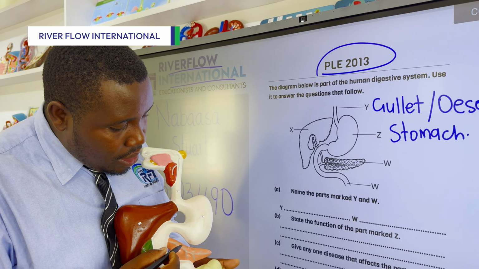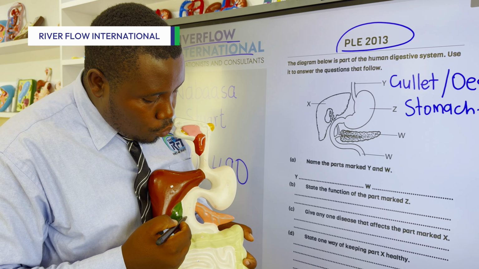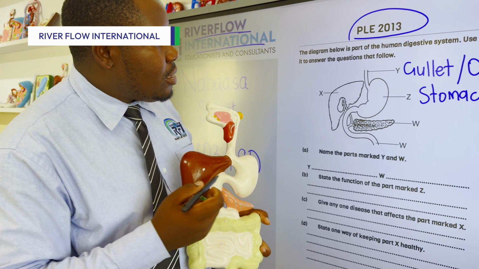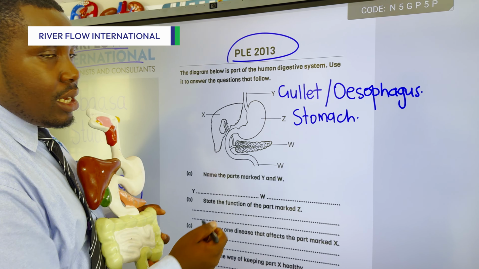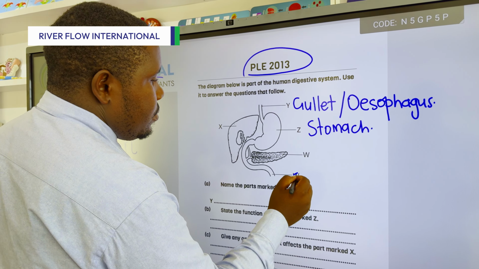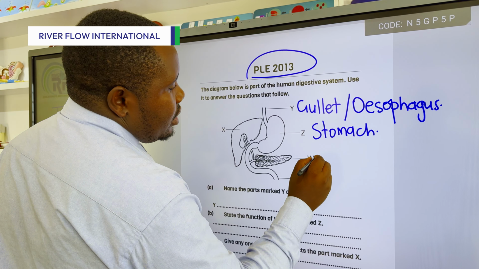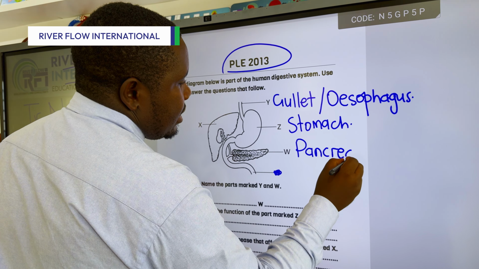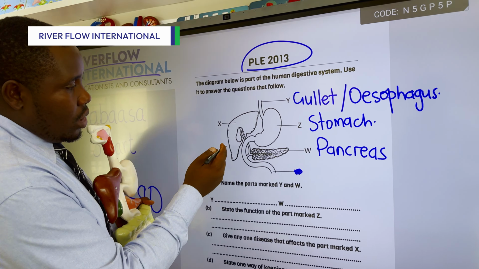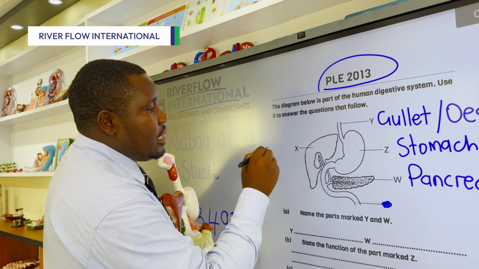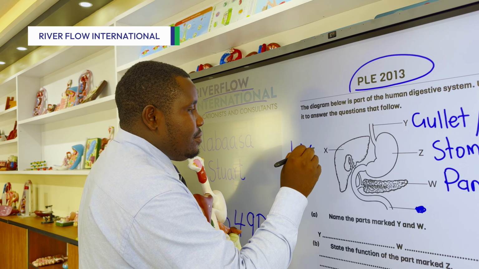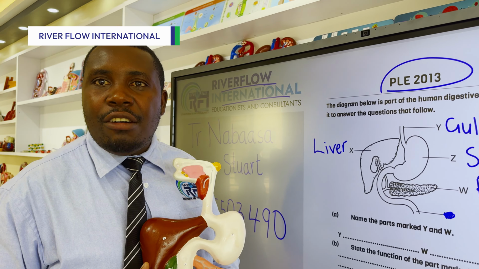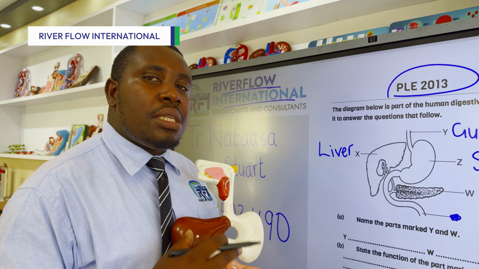You can tell us. And then after the stomach, this tube continues, but between here there are these two parts. So we have this part labeled W, and this one is called a pancreas. And then this one, which is labeled X this side, is called a liver. So these are the major parts which have been labeled on this diagram.